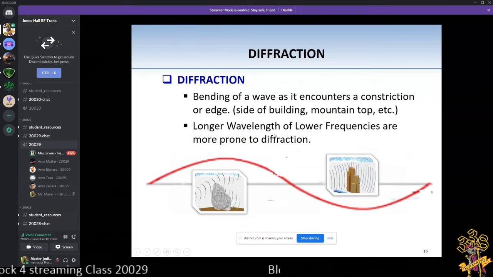You can think of diffraction as you're walking along the ground and all of a sudden there's a log in front of you and you don't see it. You catch your toe on it and your body diffracts face first into the ground. It's exactly what happens to the wave. The wave, part of it catches on a building or catches on a mountain, and it bends or diffracts that wave.